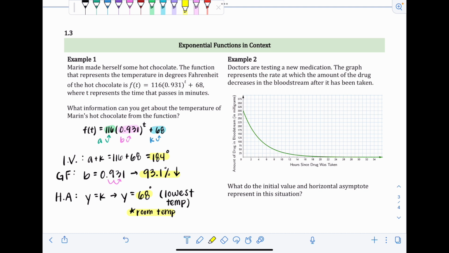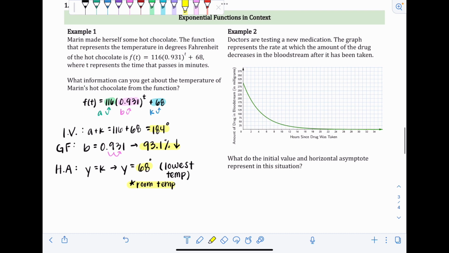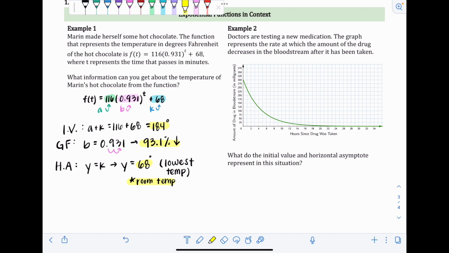Okay, so example 2, doctors are testing a new medication. The graph represents the rate at which the amount of the drug decreases in the bloodstream after it's been taken. What do the initial value and horizontal asymptote represent in this situation? So for the initial value, when we're looking at a graph, we're looking at the y-intercept. That's something you would want to get comfortable recognizing from a problem. If you see initial value, think okay, y-intercept, I can find that. So where does the graph cross or start on the y-axis? It's at 300. So the initial value is 300.